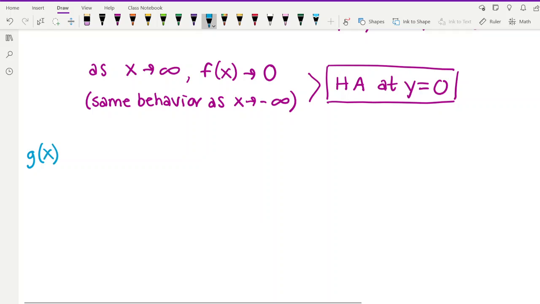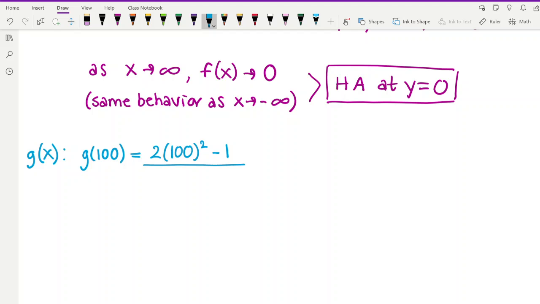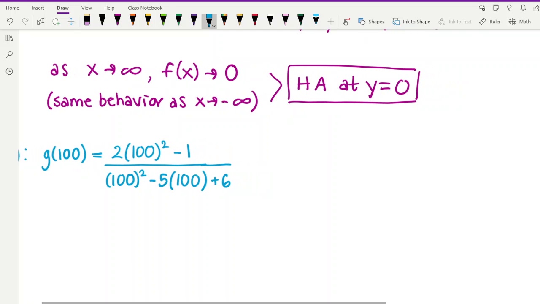So g of x was the same kind of function, except that the denominator is the same. The numerator was 2x squared minus 1. So I'm going to put in 100 and try to get an idea of what this looks like. Plus 6. All right, so what does this look like if you start to multiply it out?